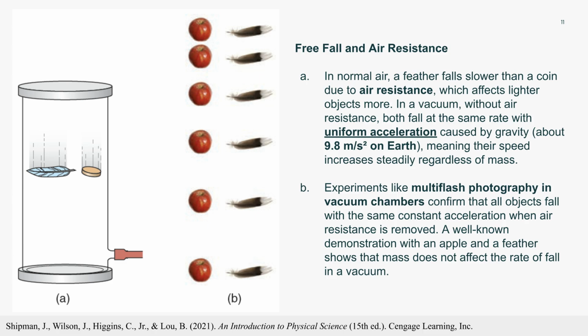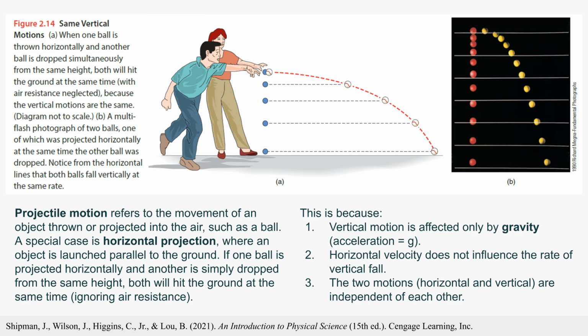This demonstrates that in a true vacuum, gravity acts on all objects equally, causing them to speed up in perfect unison. Since we now understand vertical freefall, let us see what happens when we throw an object horizontally. Let us explore projectile motion, which is the motion of objects flying through the air. A fascinating case is horizontal projection, which is launching an object parallel to the ground.